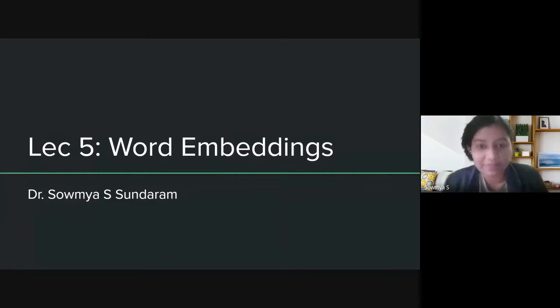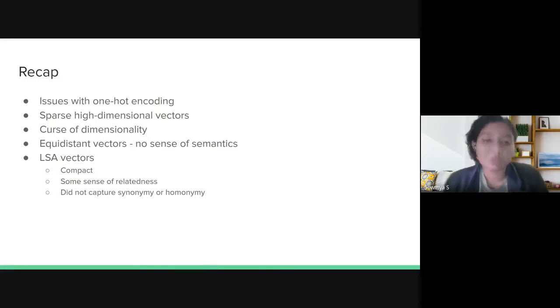Today we'll be looking at word embeddings, finally, word2vec. What is the idea behind it, why is it popular, and what was the key contribution of such embeddings? So before we start, I'd like to recap what we've seen so far in the course.